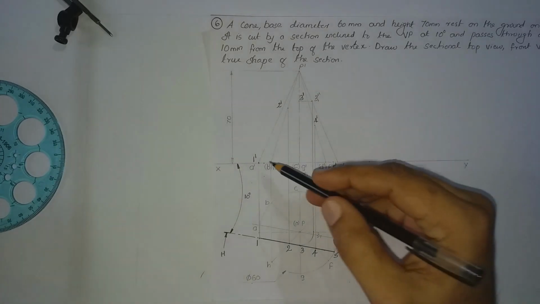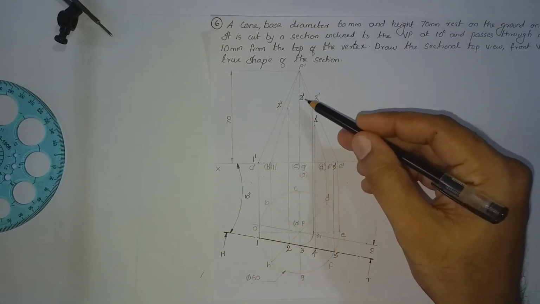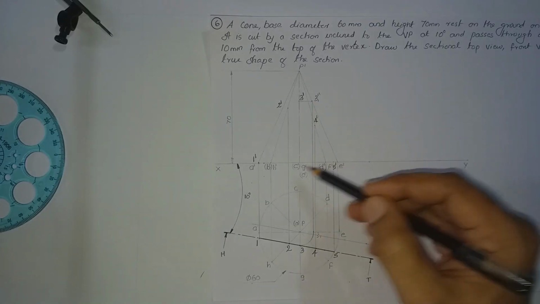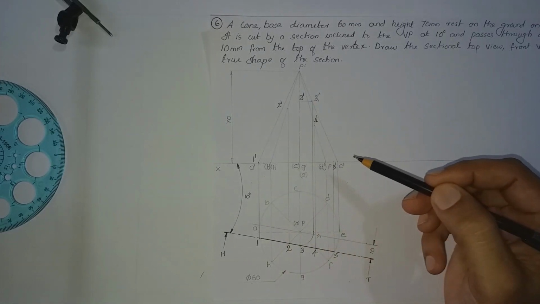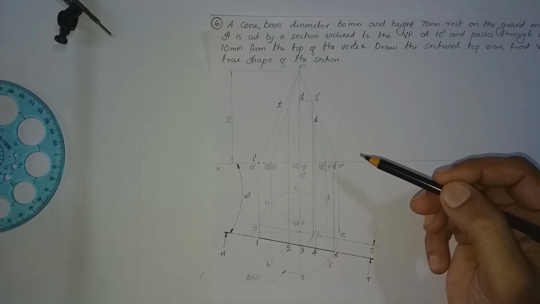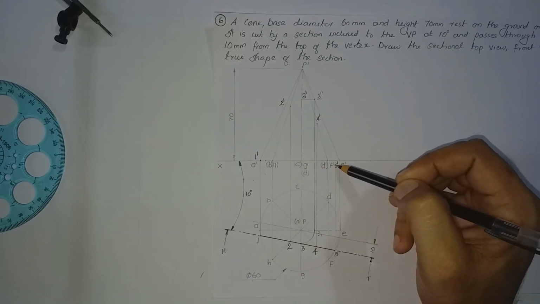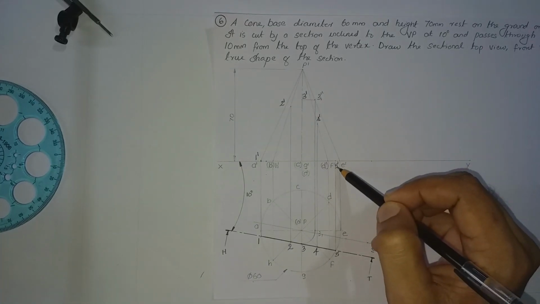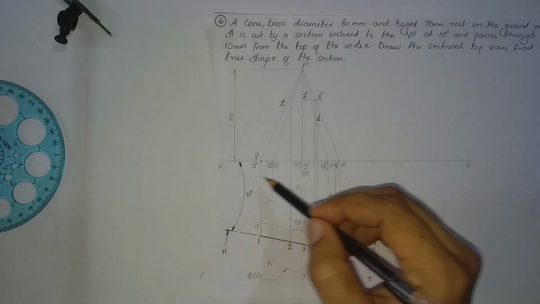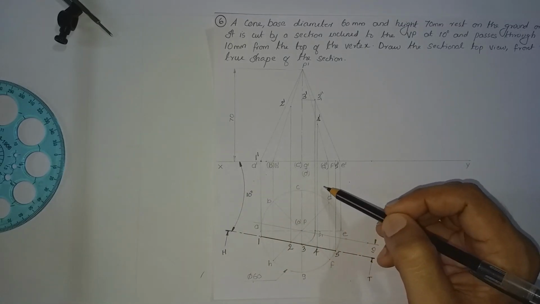Now let us join 1 2, 1 dash 2 dash, 3 dash, 4 dash, 5 dash and 5 dash 1 dash. Here, as this cone has a curved surface, we have to join 1 dash, 2 dash, 3 dash, 4 dash, 5 dash using freehand sketching, and 5 dash 1 dash can be drawn using a scale because the base is a flat surface.